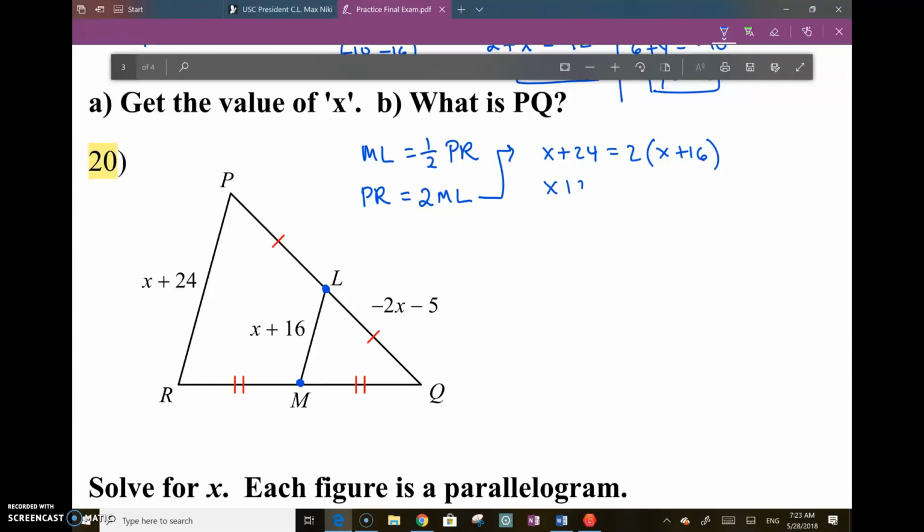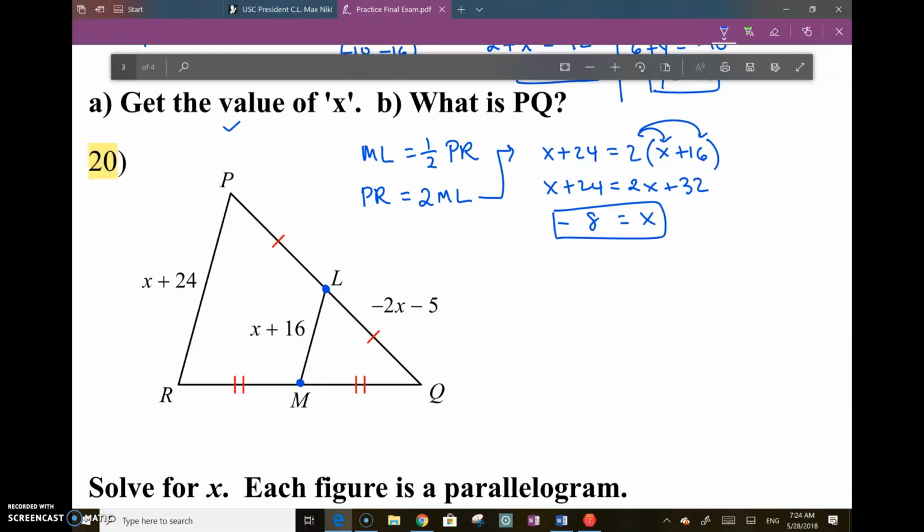So applying the distributive property, we get 2x plus 32. And then if I do two things at once, moving the x over there and the 32 over there, I can save some time and space. So I would get x on this side, and then subtracting 32 from the 24, I'm going to get negative 8. And that would be the value of x. X is negative 8. So that takes care of part A.